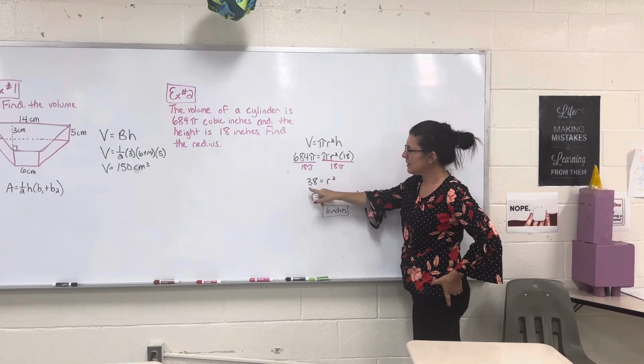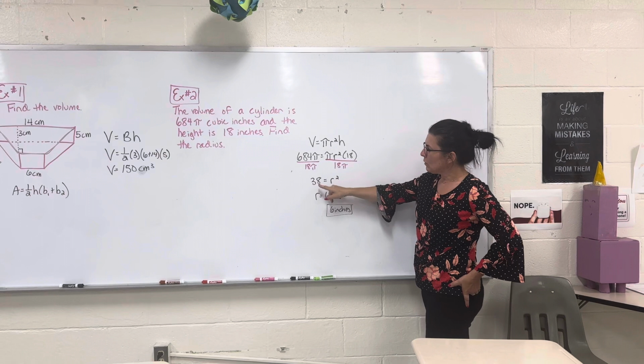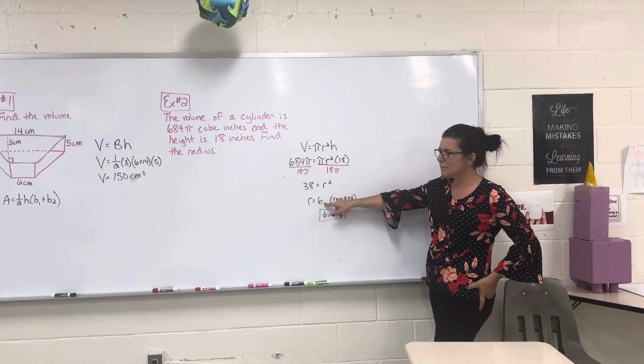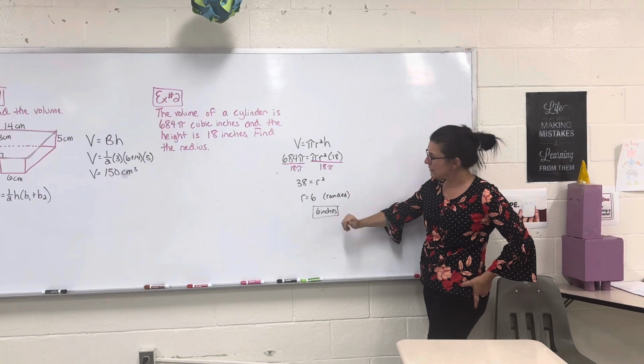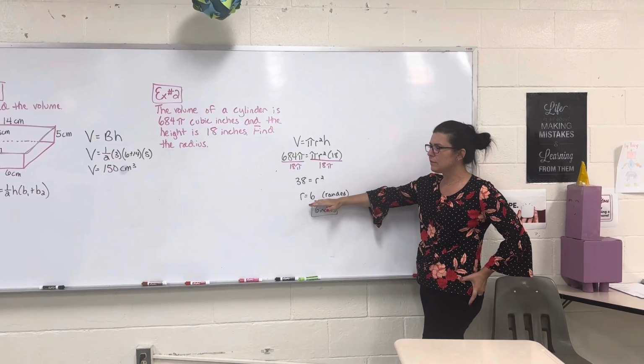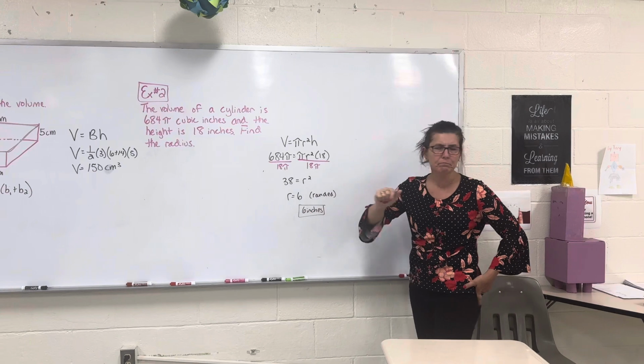When I divide this out, I get 38. When I square root both sides, this ends up being a decimal, and I rounded it to 6. So the radius is 6 inches. If you wanted to give a decimal answer, that's okay too.